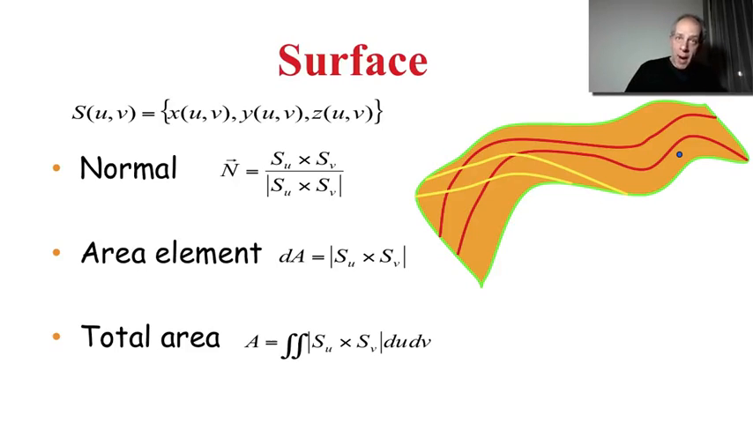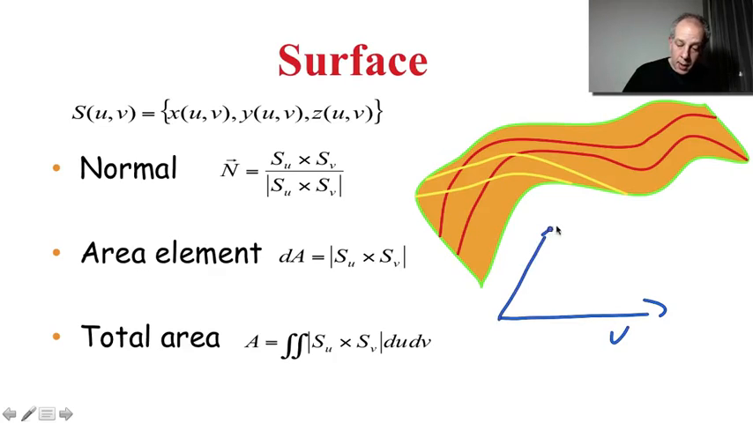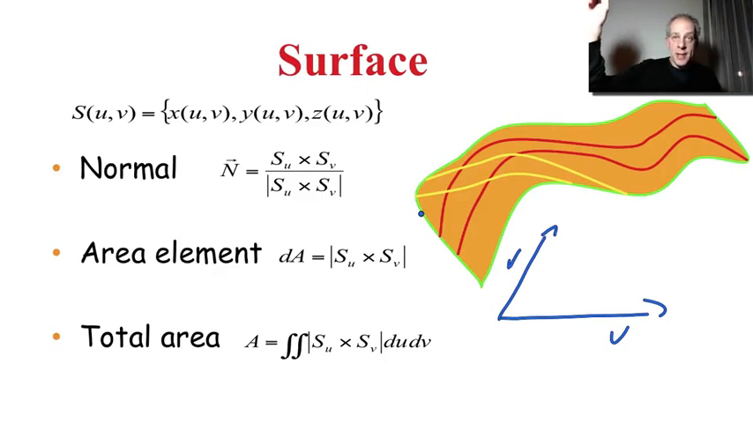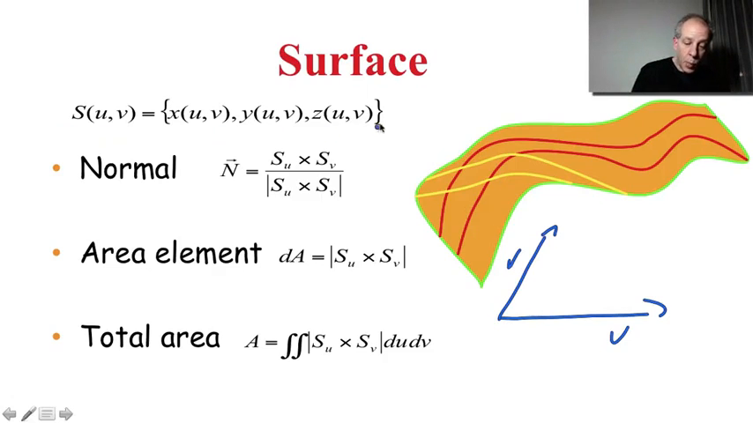So the way we parameterize the surface is now with two parameters, U and V. Remember, for curves, we have only one, P. For surfaces, we have two. So we basically are on the plane. So we have U and V on the plane. For each U and each V, we have an X coordinate, Y coordinate, and Z coordinate. And that's how we represent a surface.